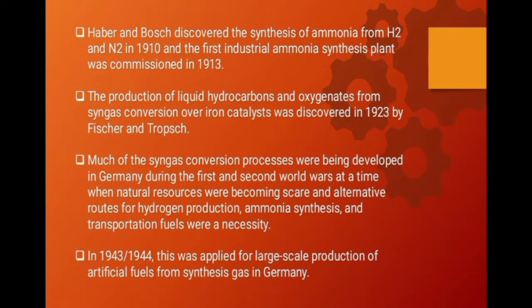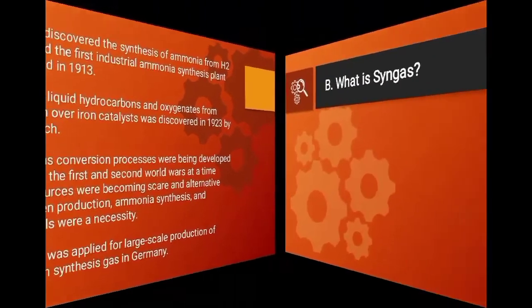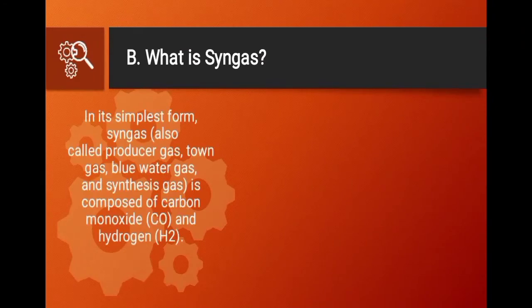Much of the syngas conversion process was developed in Germany during the First and Second World Wars, at a time when natural resources were becoming scarce and alternative routes for hydrogen production, ammonia synthesis, and transportation fuels were a necessity. In 1943 or 1944, this was applied for large-scale production of artificial fuels from synthesis gas in Germany. Okay, next. What is syngas?